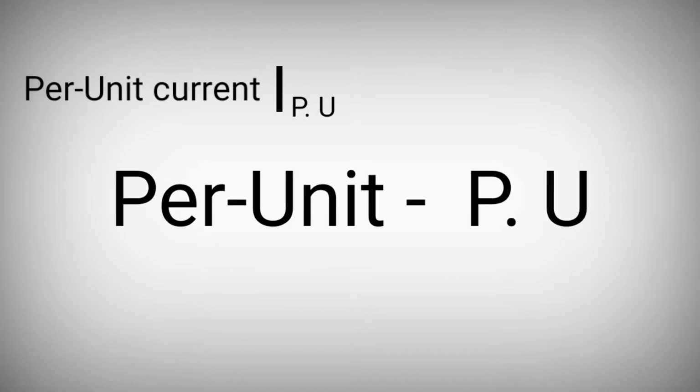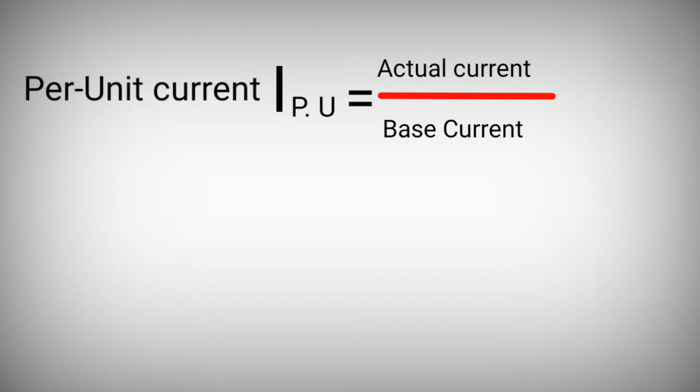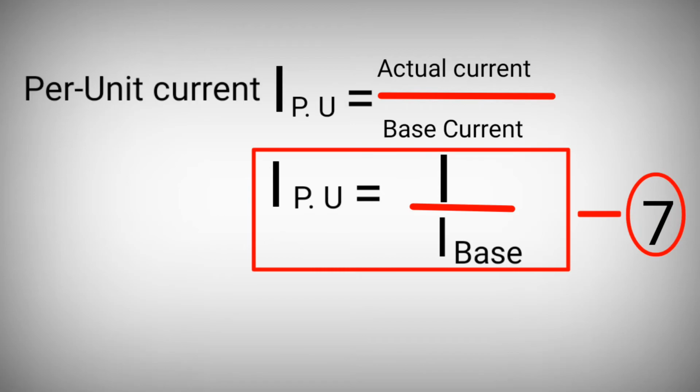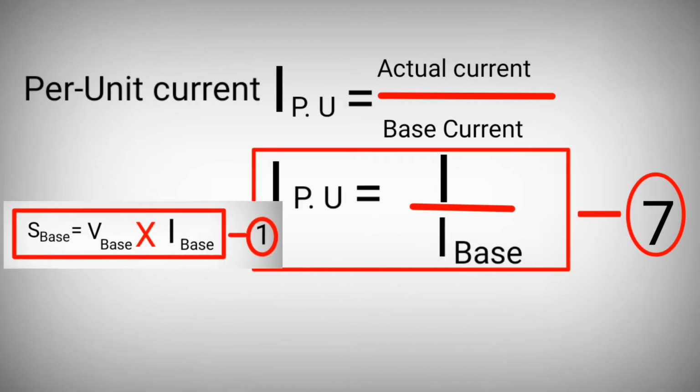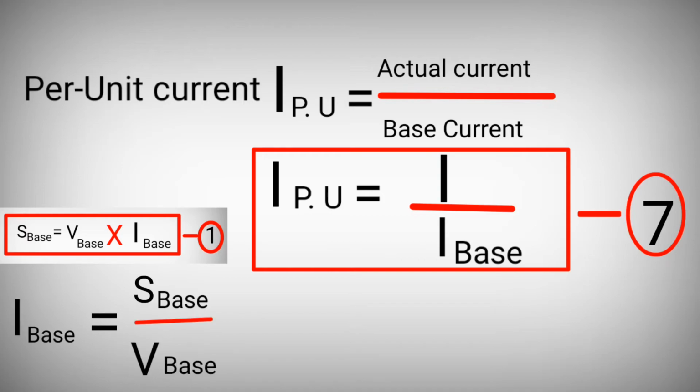Then per unit current, I per unit. This per unit representation you have to represent as PU. I per unit is equal to actual current by base current. This I PU is equal to I by I base. This expression is number 7. From equation 1, S base is equal to V base into I base. That will be rearranged in terms of I base. I base is equal to S base by V base.